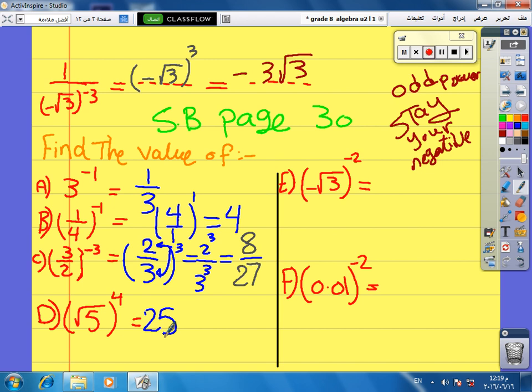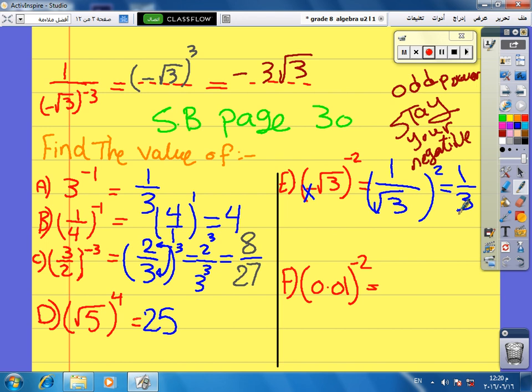Another one. Negative root 3, all power negative 2. So 1 over square root 3, all power 2. When you see that, I don't write the negative here. Why? Because my power is even, and I said that when your power is even, it cancels the negative. So it becomes 1 over 3.